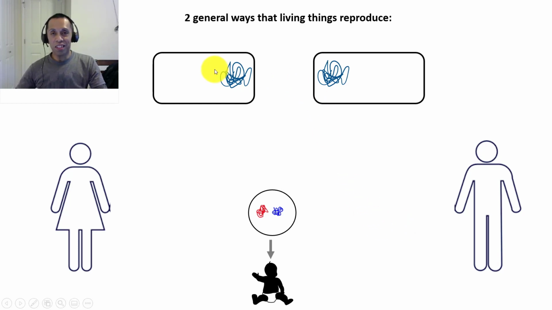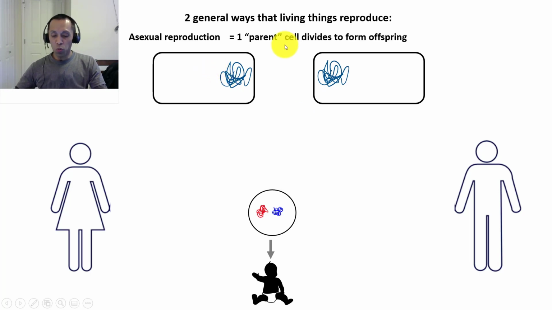One way involves just a cell splitting in half, and that type of reproduction is called asexual reproduction. That's when one parent cell divides to form offspring cells, or daughter cells. The thing about asexual reproduction is that the new cells produced are genetically identical to the one parent cell that produced them. Another way of saying that is that the two offspring cells are clones of the one parent cell.